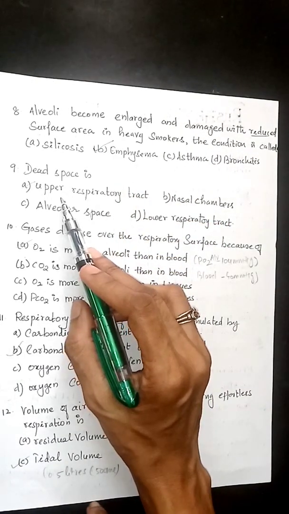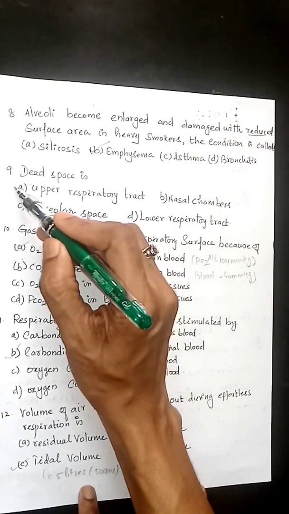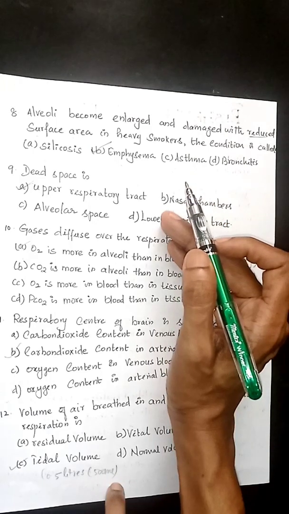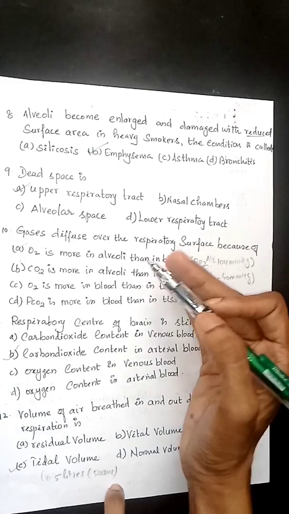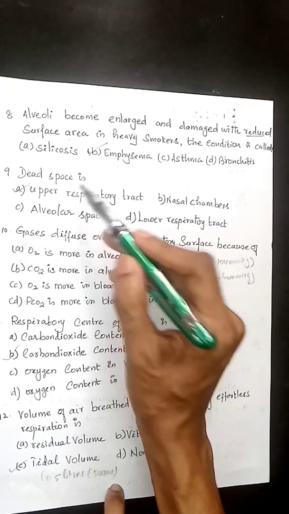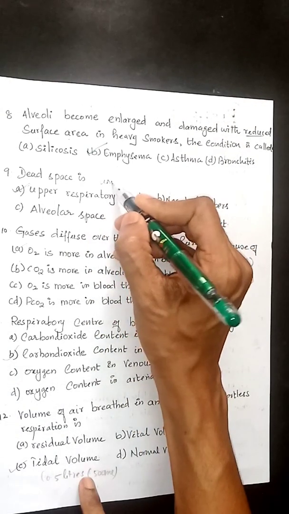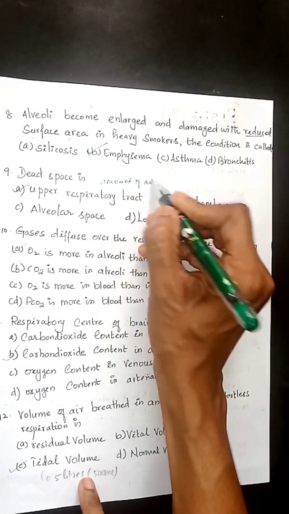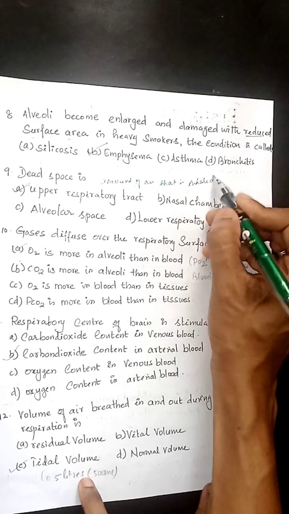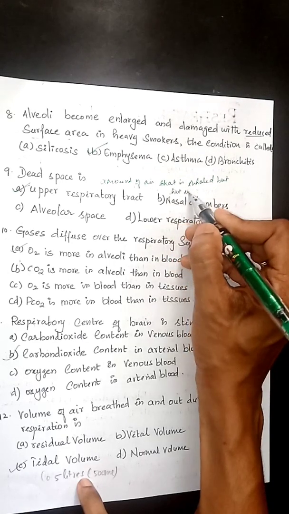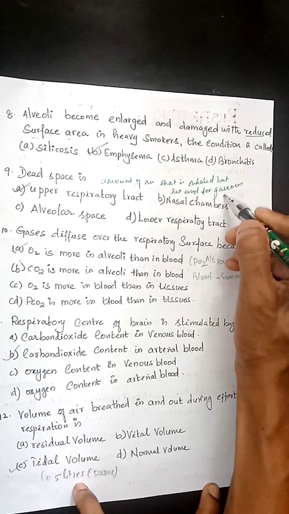Dead space is upper respiratory tract, nasal chambers, alveolar space and lower respiratory tract. Dead space is upper respiratory tract. Amount of air that is inhaled, that is it is taken in but it does not take part in the gaseous exchange process is called dead space. Usually the dead space is the amount of air that is present in the conducting zone. Amount of air that is inhaled but not used for gaseous exchange.